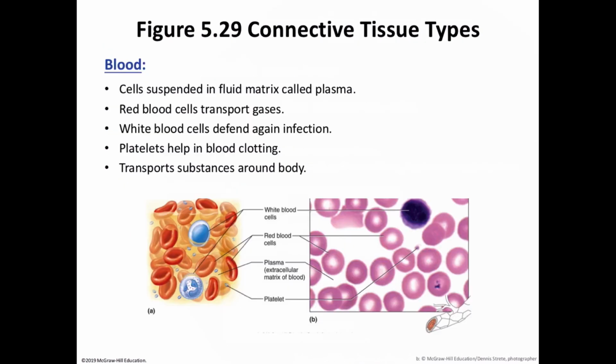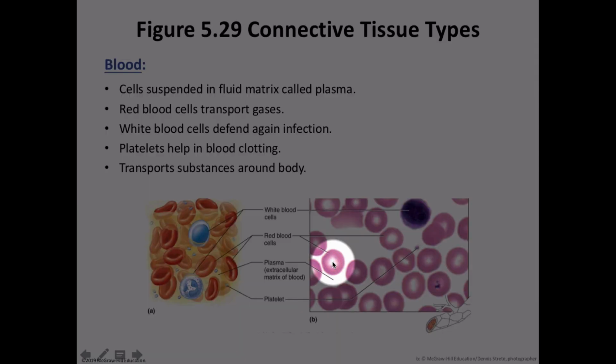Up next, class, is going to be what I call blood. Yes, blood is a type of connective tissue. So having said it that way, keep in mind that blood has a fluid matrix known as plasma. And as for the types of cells, there are red blood cells, which I think you all can see. This is shown to you all in figure 5.29b. Red blood cell, red blood cell, red blood cell, and that is a white blood cell.